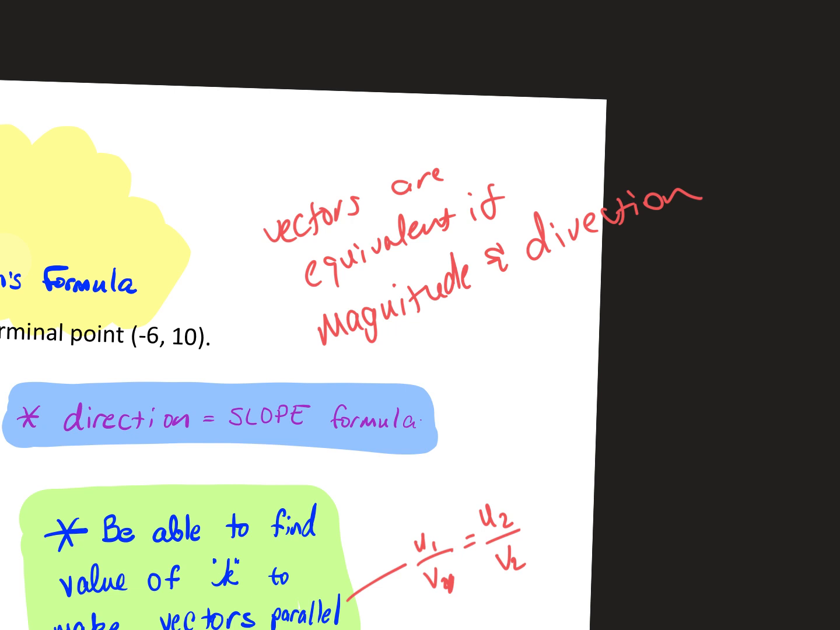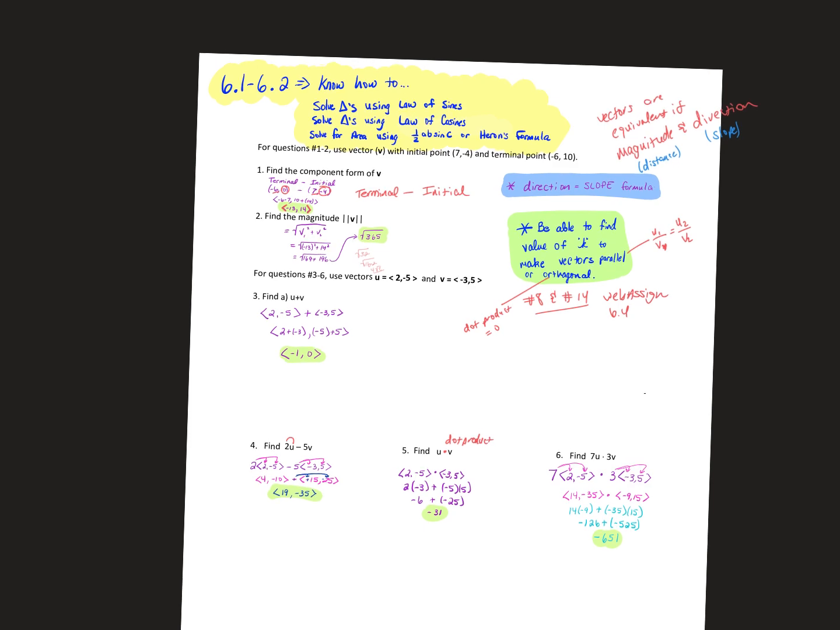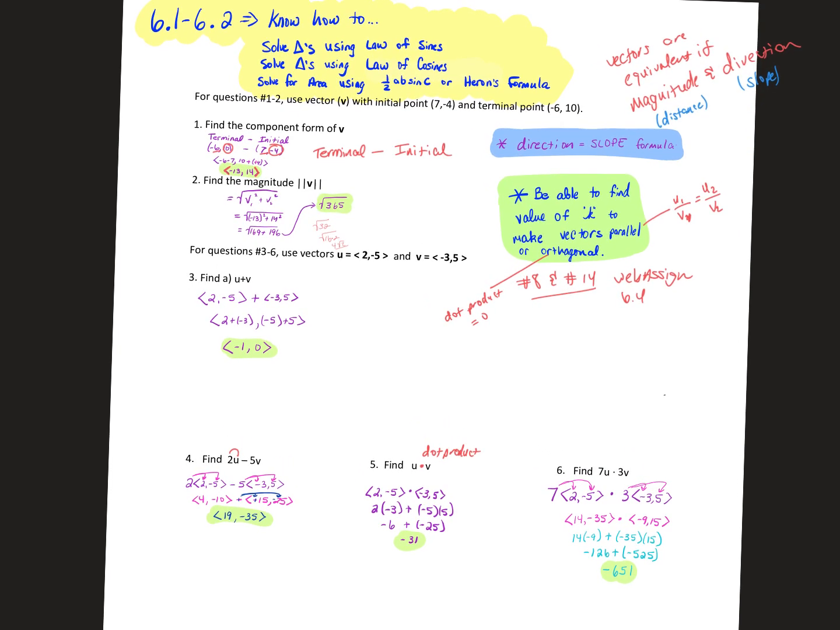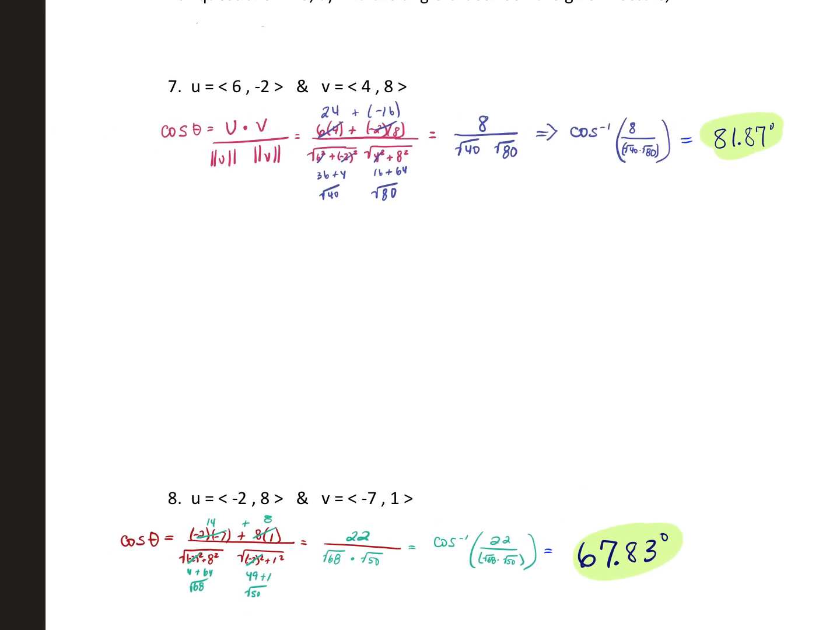What is another word for magnitude? Distance or length, right? And what's another word for direction? Slope, good. So if you're given 2 vectors and it says, are these 2 equivalent? Show me how. Prove. You have to do the distance formula. You have to find how long it is, and you have to find the slope. Make sure the direction is the same. Does that make sense? You guys have any questions on that first page? You okay, Andrea? Yeah.